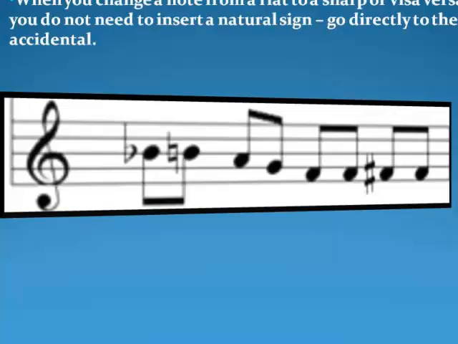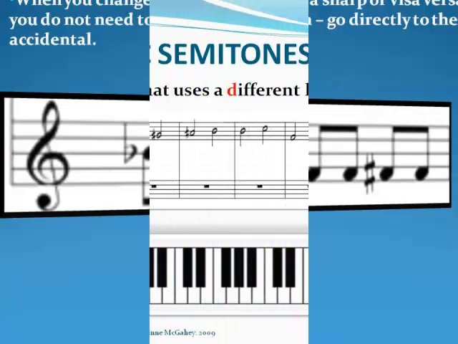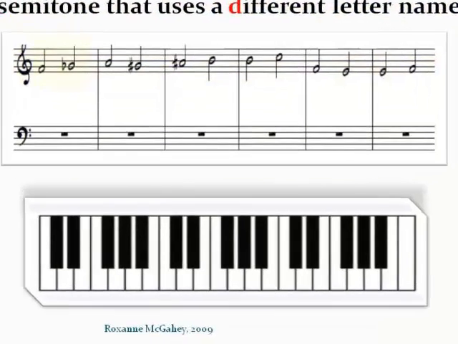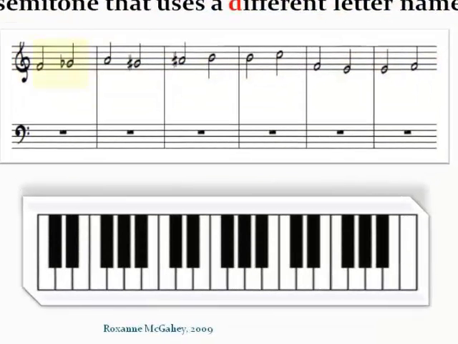Do you remember what a diatonic semitone is? It's simply a semitone that uses a different letter name. The first measure has F to G flat. That's a diatonic half step or semitone because it has a different letter name. A to G sharp is also a diatonic semitone or half step because it has different letter names. A sharp to B is also a diatonic semitone because it has a different letter name.